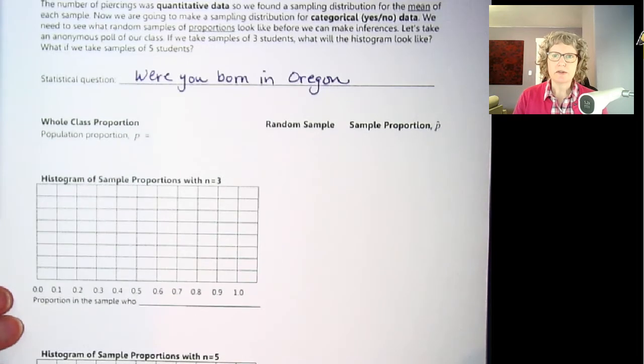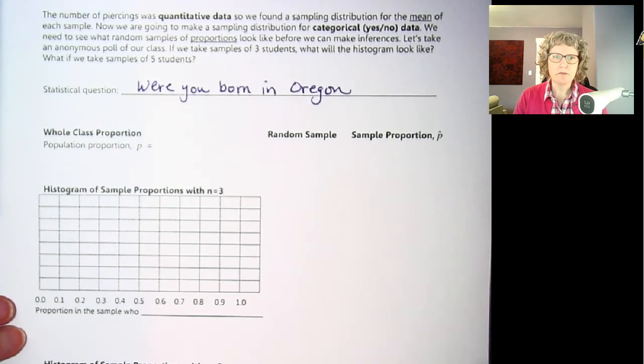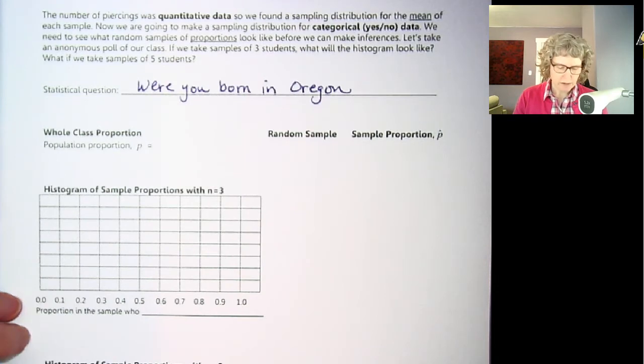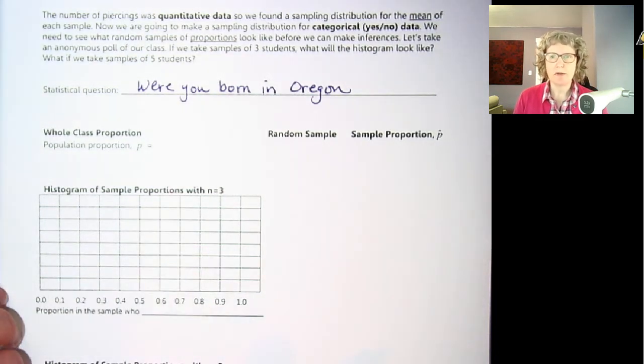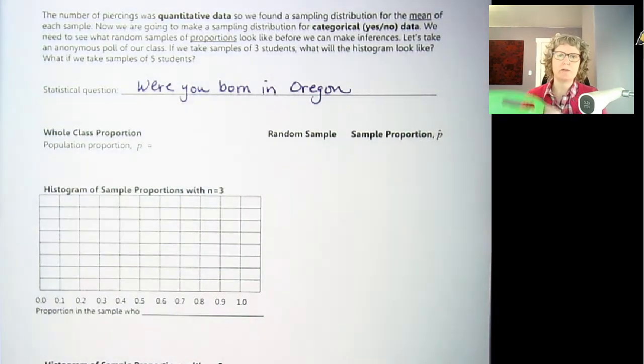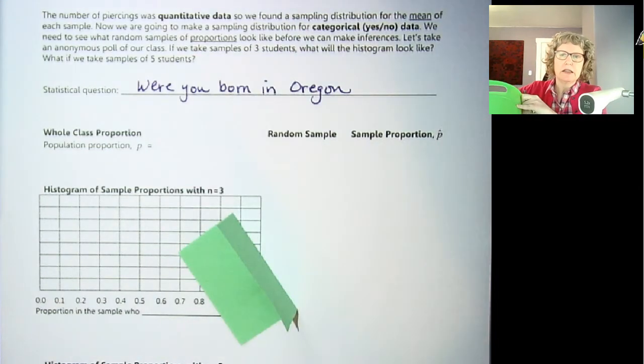The video is not so long. See if you can guess what you think is going to happen. Also, I'm going to ask you if you can make a guess on what you think the population proportion is. Okay, so let me mix these up, and I'm going to choose 3.